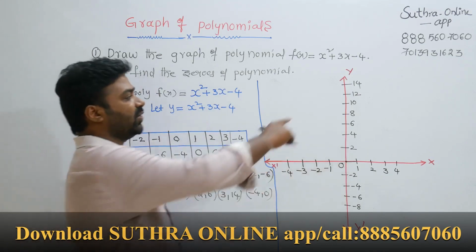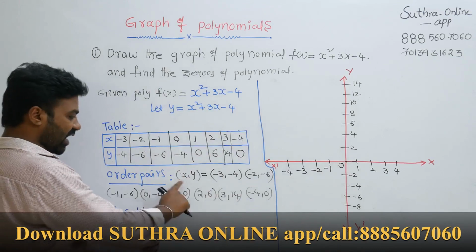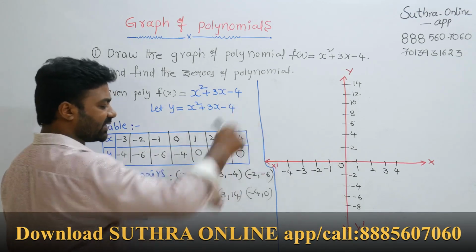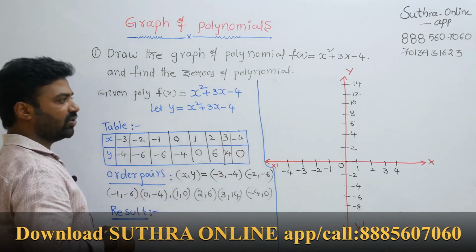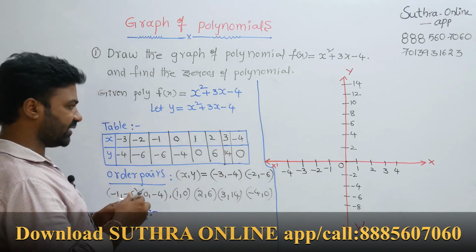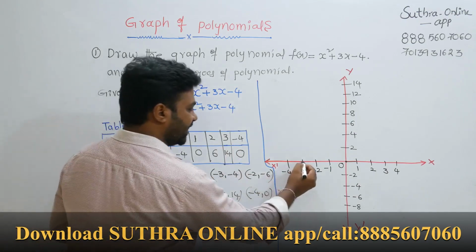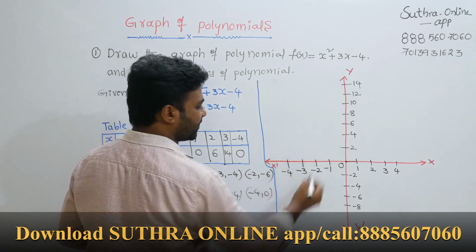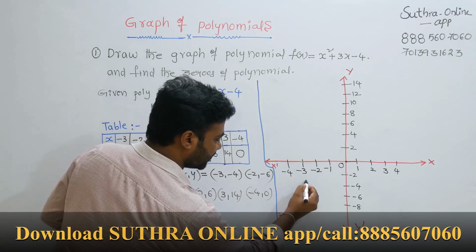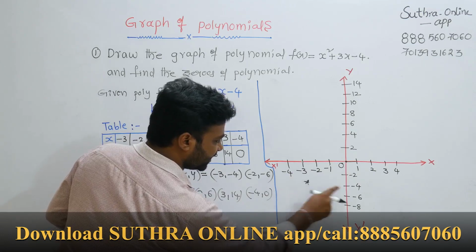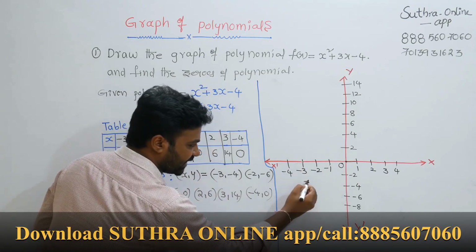Okay. Now plot the points on the graph sheet. So these order pairs we have to plot on the graph sheet. So first one -3 comma -4. Now x -3, y coordinate -4. Then x negative, y negative here. So here we need to get x -3, y -4. So like this we can get.